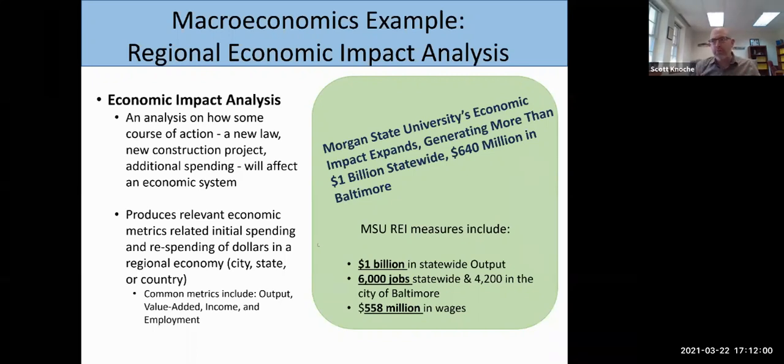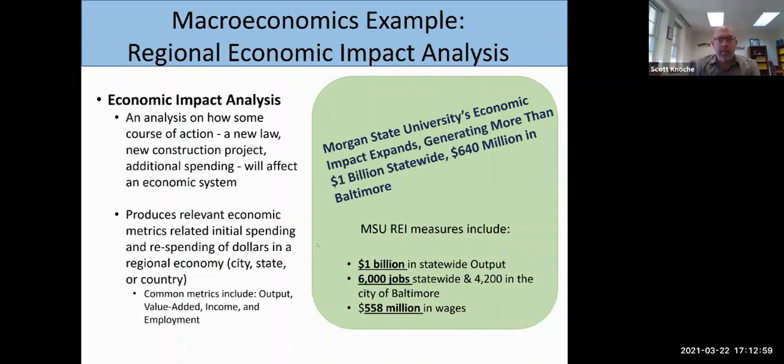This is an analysis on how some course of action will affect an economic system, will affect it in ways such as total output, economic output, which is analogous with sales, all right, will affect employment, will affect income, both business owner income and employee income. So those are these relevant economic metrics. These metrics can be at any level, but there is a spatial dimension to all of it. It could be at the city or town level, could be the county, could be the state, could be the country. And what this does is track these expenditures and how they move throughout an economy until they finally filter out of that economy and move into the broader economy that's beyond the region of interest, right?